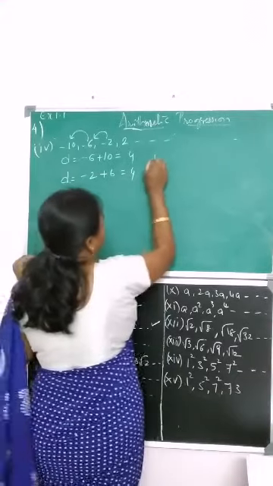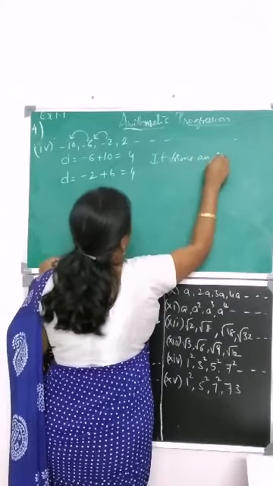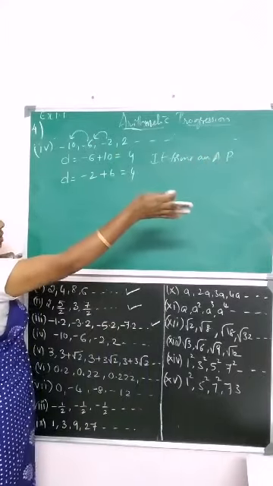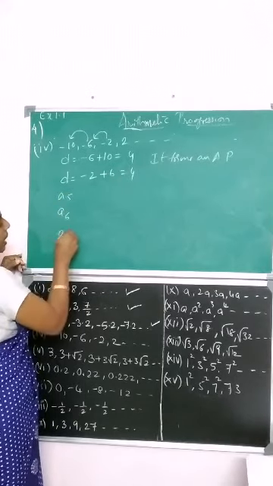Therefore, it forms an AP. This forms an AP. But we have to find out other 3 terms. Other 3 terms are A5, A6, A7.